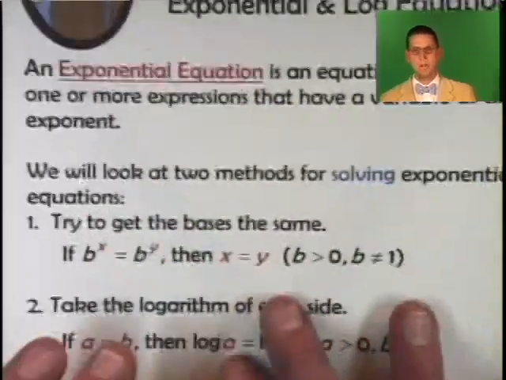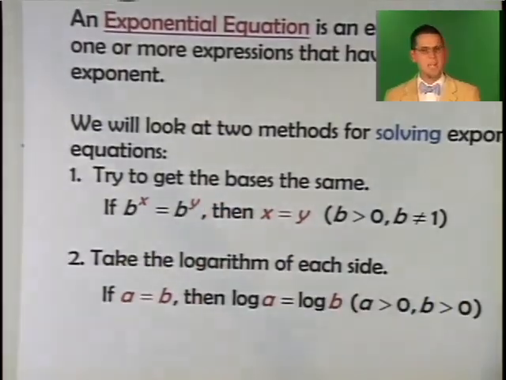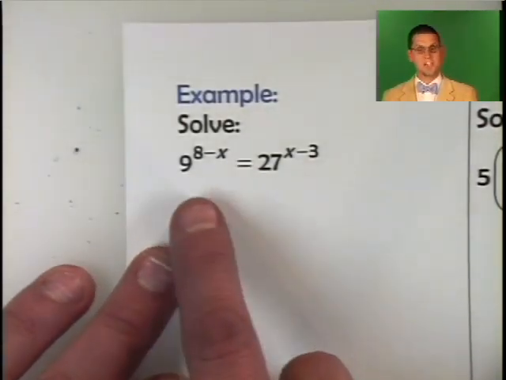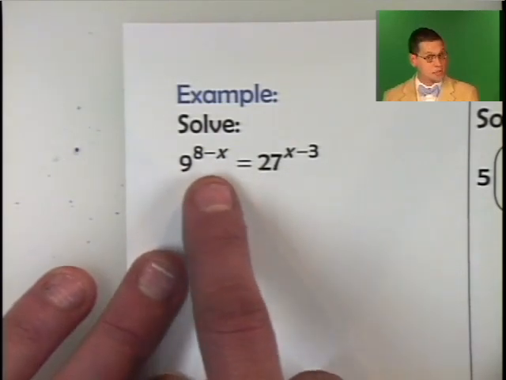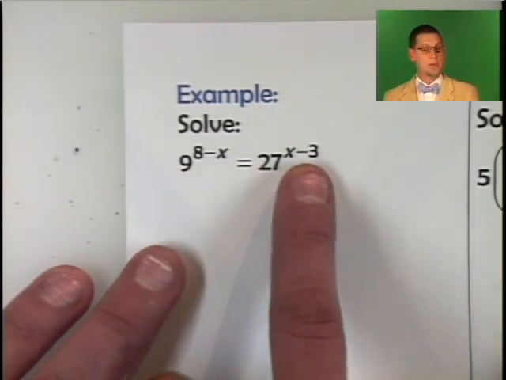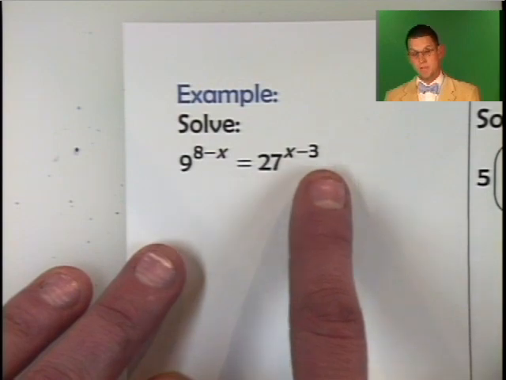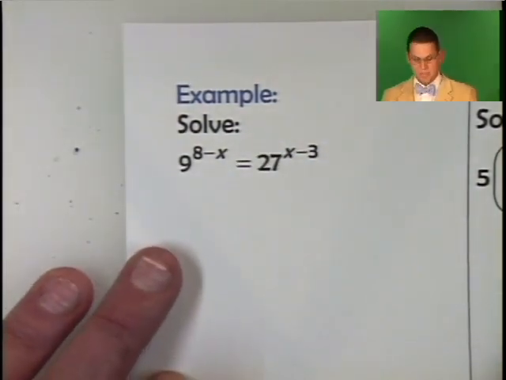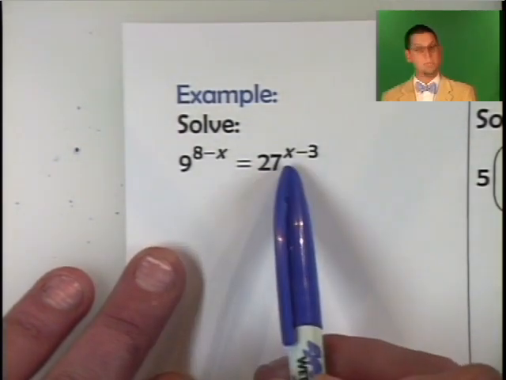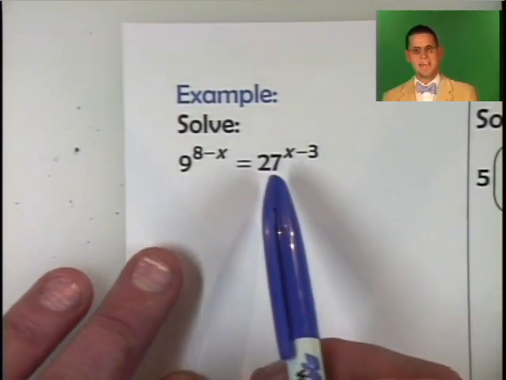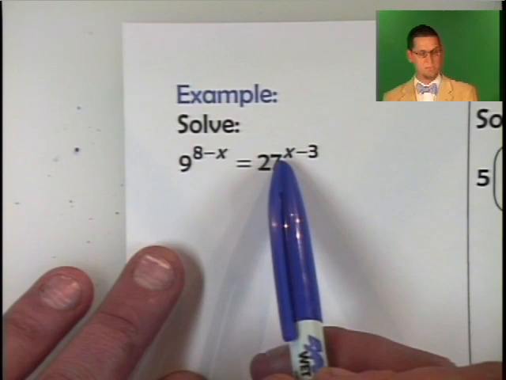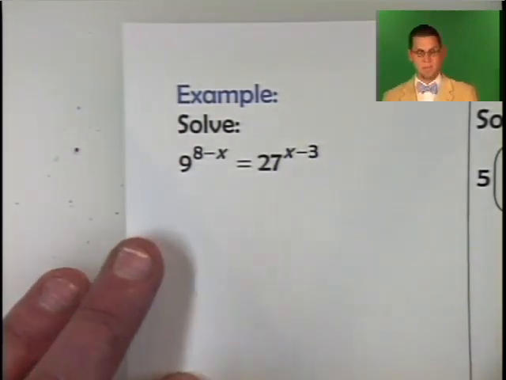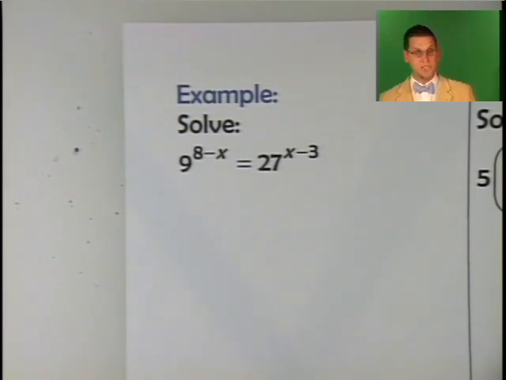Now let's kind of put these into practice and you'll kind of get the feel for it. Let's look at this little example here. We have an exponential equation. It's 9 raised to the 8 minus x, so there's a variable in the exponent. We also happen to have a variable on the other side in the exponent, okay? But we only need at least one of them to have an exponential equation. Now notice in this case I have a base of 9 and a base of 27. Well, I can't write 27 as 9 to some convenient power, and I can't write 9 as 27 to some convenient power. So they're not direct integer powers of each other.